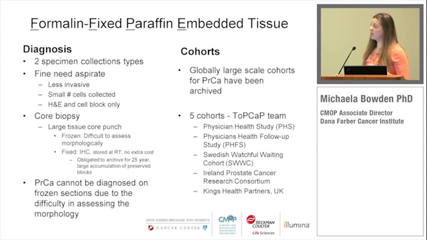And so just to give you an idea, in the arena of prostate cancer, generalized on the left-hand side, and then specifically around the cohorts and the groups and the collaborators we have. On the left-hand side, typically for diagnosis, they usually collect 2 specimens. They take a fine needle aspirate, which is a very small amount of tissue. It's less invasive, takes a small number of cells, and it's just studied for morphology to detect whether this person has prostate cancer or not. If they do have it, they take a core biopsy. This is a much larger tissue punch, and they sometimes take these in multiples.